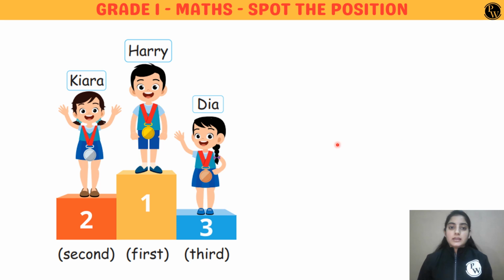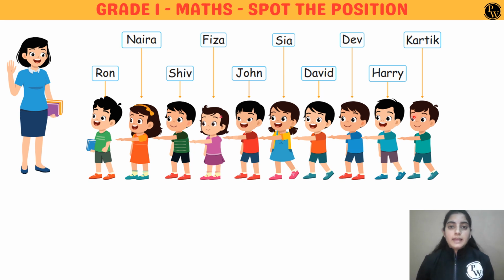So, we can say in the race, Harry scored the first position and Kiara scored the second position and Dia scored the third position, right? Yes. So when we place things or people in order, we say first, second, third, and so on to show their positions, right? And we call these numbers ordinal numbers. What do we call them? We call them ordinal numbers, right? Yes. Now, let's understand this with another example.